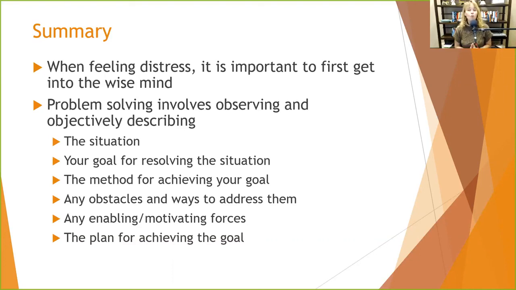So if, we'll stay with the bully example for a minute, you wanted to change your lunch period so you didn't have to be in the cafeteria at the same time, one of the obstacles would be getting permission to change your schedule. So how do you address that? Identify any enabling and motivating forces. Look at all the reasons that you want to do this versus you want to stay the same or choose a different option. And then develop a plan for achieving the goal.